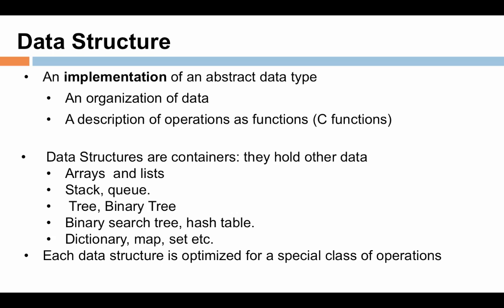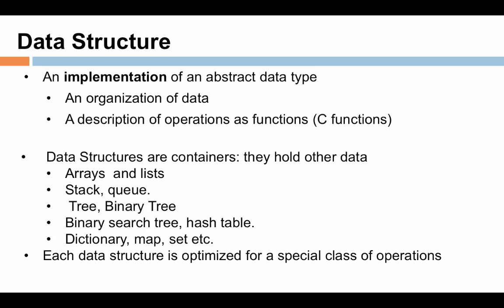Again, let us just visualize what data structures are. You can imagine a data structure to be a container. A container is something that holds other data. Container is a very loosely used word. It's not a technical word in this context. For example, arrays are containers. They contain values of a base data type. Stack and queue are also containers.